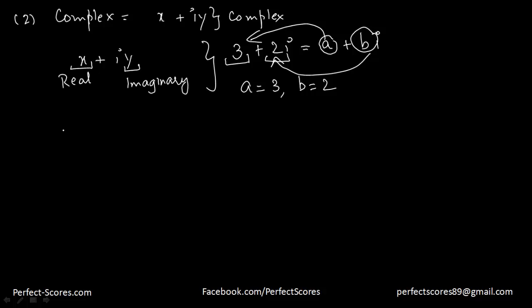Similarly, if I have a complex number a plus bi that is actually equal to c plus di, then from this expression, I can say that a is equal to c and b is equal to d, right? So this is the second property of complex numbers. So, I suppose you're understanding this point over here. Let's move on to the next property, guys.